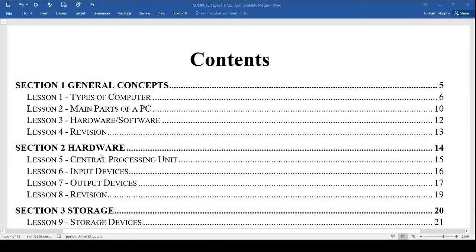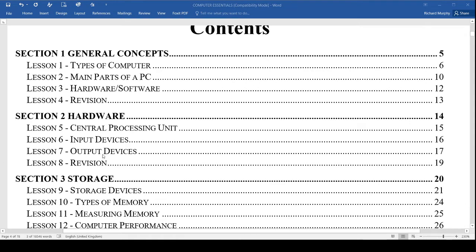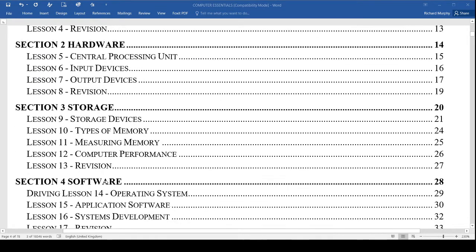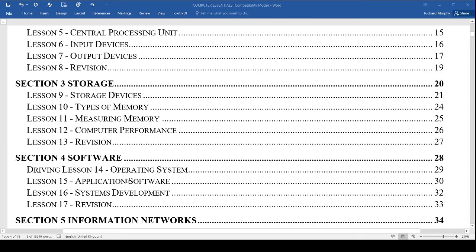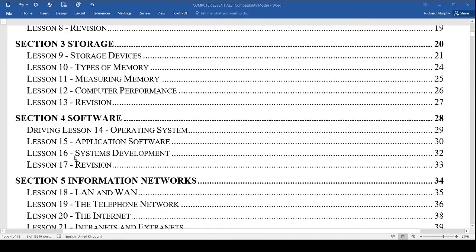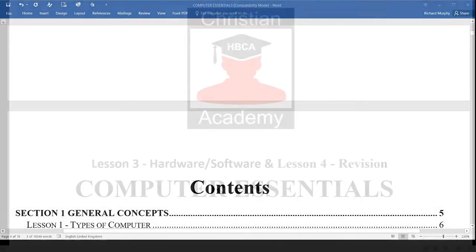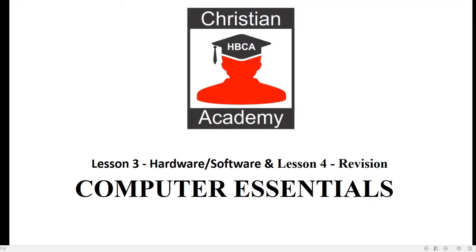If you look at our curriculum, we will still cover hardware. We will still talk about the central processing unit. We will talk a bit about input and output devices, and I will show you some more devices there. We will also talk about storage devices, so different types of storage. We'll really get into that. Then we'll also start talking about software. We will talk a bit about the operating system and about applications and system development. We will also talk a bit about networks.